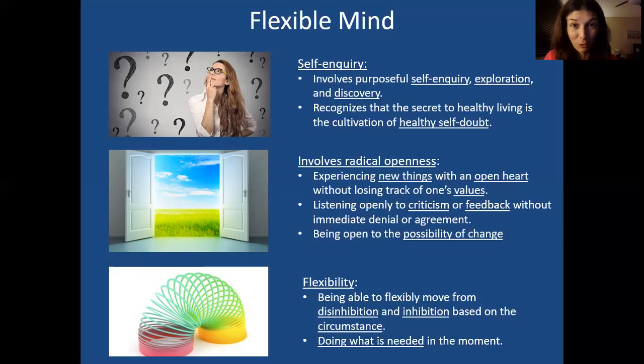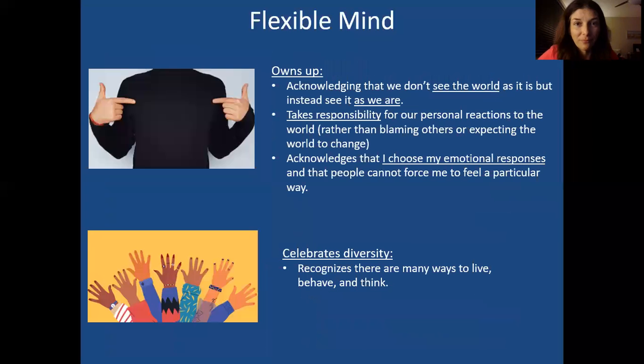Flexibility, of course. They talk about being able to flexibly move from disinhibition, which is being wildly open, which is appropriate for certain circumstances, and inhibition, which is being a little more closed based on the circumstance. If I'm at a party, disinhibition might be more appropriate. I'm going to go on the dance floor and dance around, and have fun. Other times, like at a business meeting, I might be a little more inhibited, a little more reserved, and that's okay. But not being too stuck one way or the other, just being able to move back and forth depending on the circumstance. So doing what's needed in the moment, that's being flexible. All right, next.